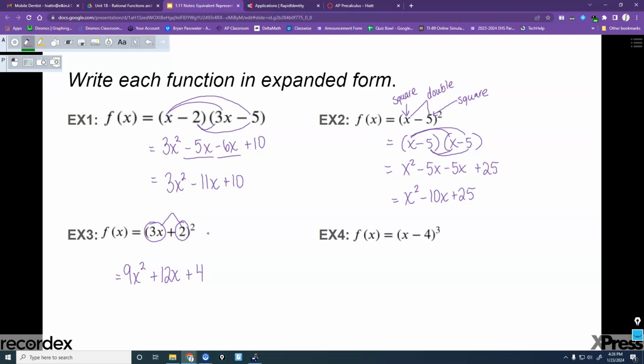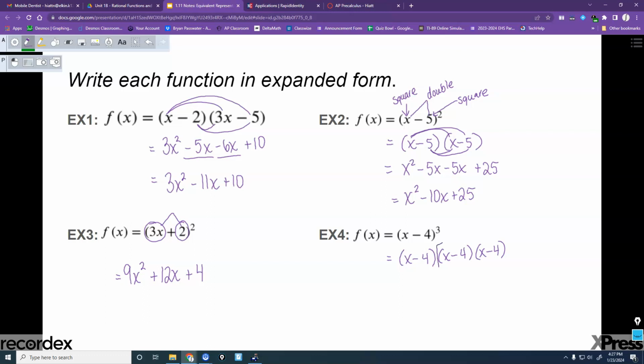Now, if I look at example 4, this is a little bit more difficult problem because this is to the third power. So that means what we're looking at is we've got x minus 4 times x minus 4 times x minus 4. So to do this, I'm going to have to multiply all 3 of those together. The square, double, square rule only applies to squaring something, so I cannot cube, double cube, or cube, triple cube. That's not going to work.